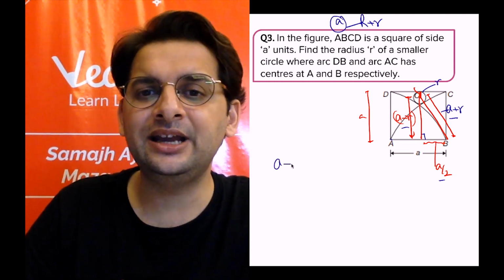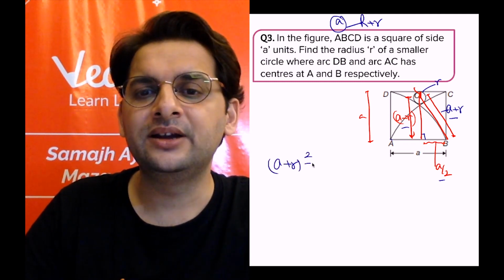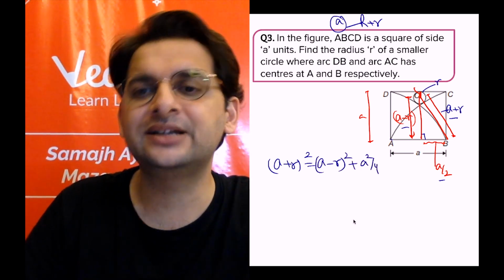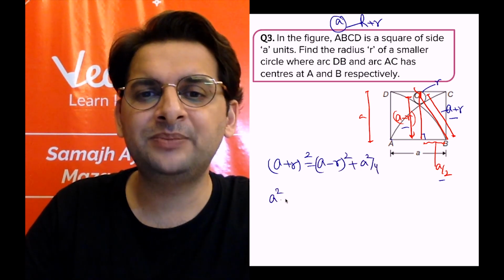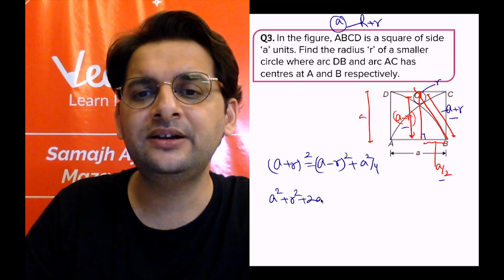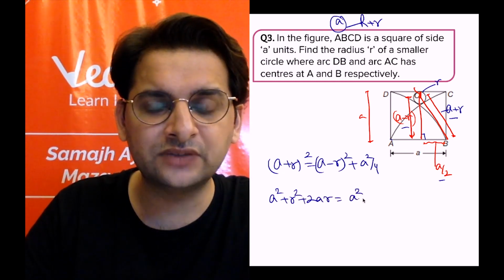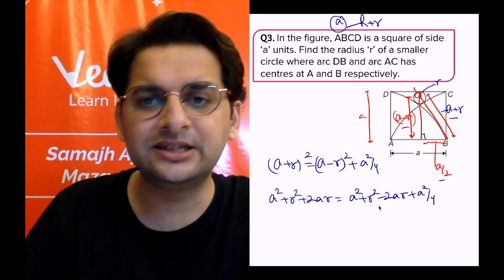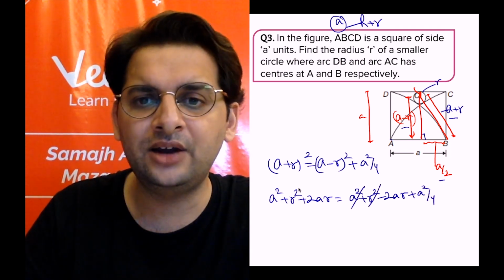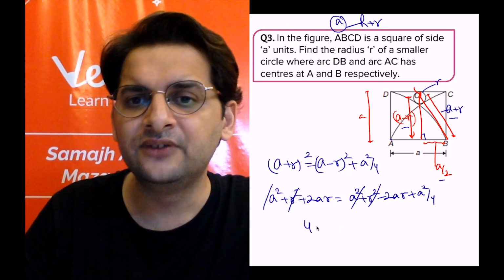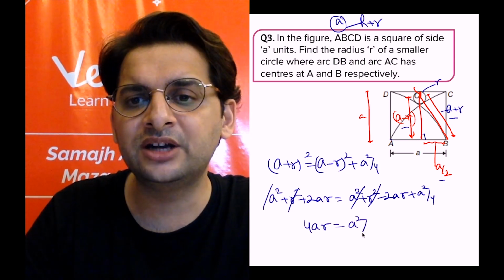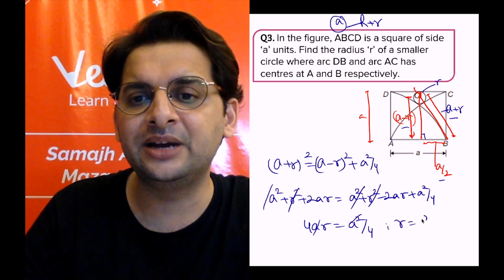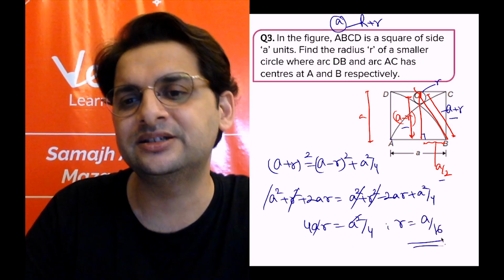So can I say A plus R whole square would be A minus R whole square plus A square by 4. That is it. So A square plus R square plus 2AR is equal to A square plus R square minus 2AR plus A square by 4. Let us see what is getting cancelled out. This is getting cancelled out. 4AR becomes A square by 4. A gets cancelled out because A is clearly not 0. And R becomes A by 16, which is the answer.